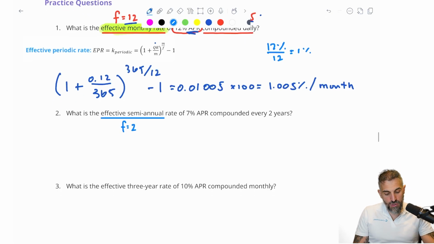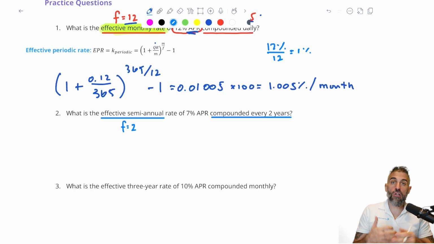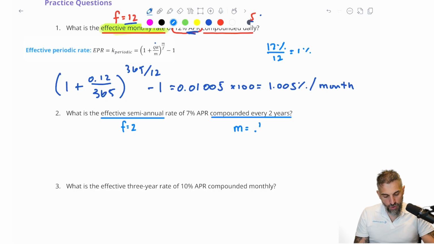7% compounded every 2 years. Your compounding frequency, and your effective frequency for that matter, can actually be longer than a year. This is what you do. Anytime you have a frequency that is longer than 1 year, it's a fraction. You just do 1, always 1, over whatever number of years. So 1 over 2. If you don't like fractions and it's nice and round, you can use a decimal too. That's fine. But here you would have a compounding of every 2 years, meaning an M of 1/2.